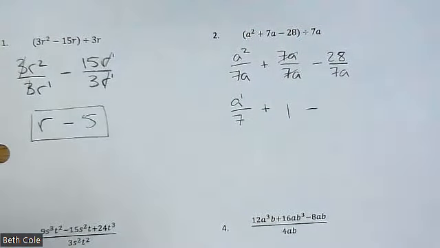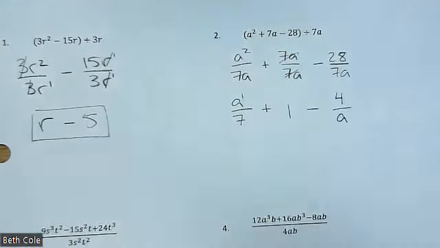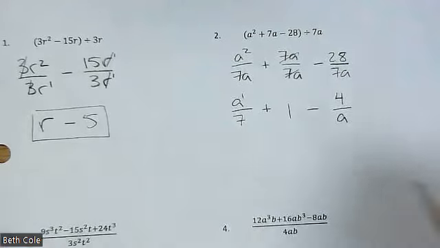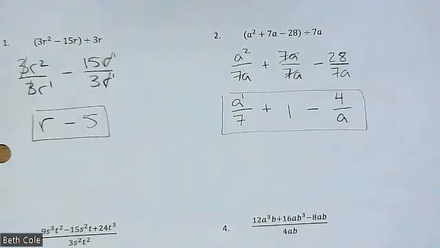All right, minus. Now this one we can actually divide. 28 divided by 7 is 4. The a doesn't combine with anything, so it just stays where it is, which is the denominator. You just keep it where it is. And then that's your answer. It's just 3 totally separate things.